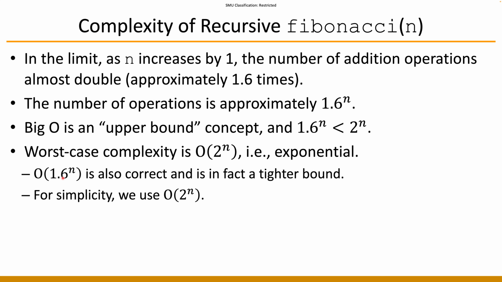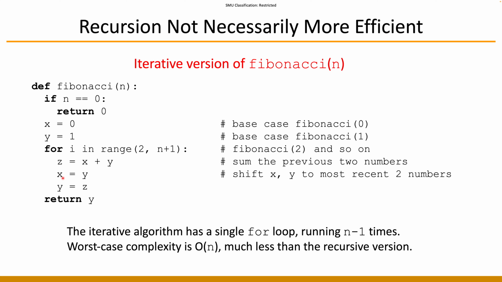So let's see how we should do it correctly, right? In the iterative version, we use x and y to store the previous two numbers. We use z to represent the current number. When we finish, we shift y to x, z to y, and then we continue. Until we actually reach n, we return the value of y, which represents the final number that we should calculate for Fibonacci sequence n, right?